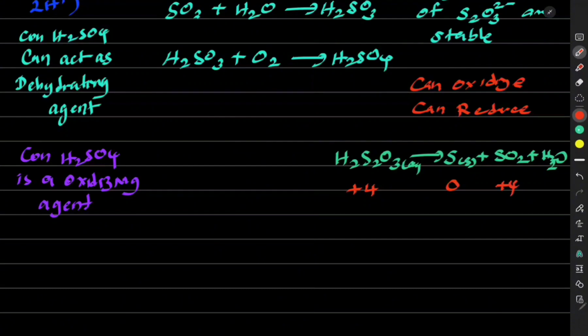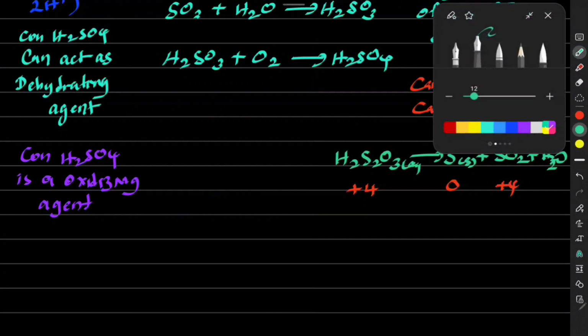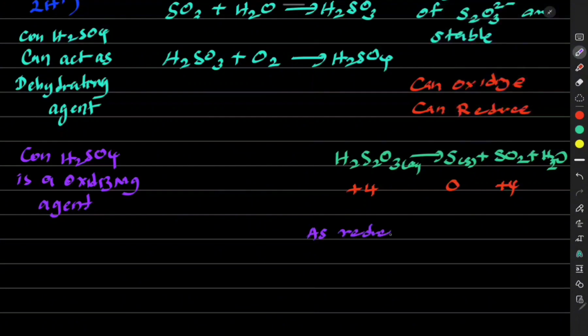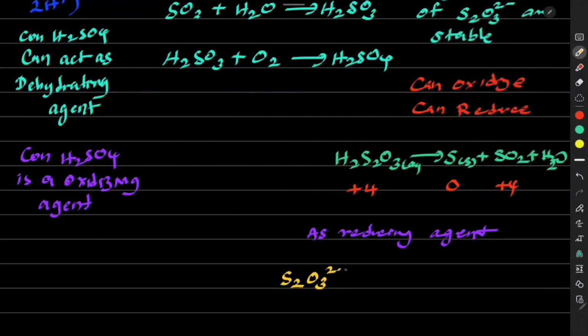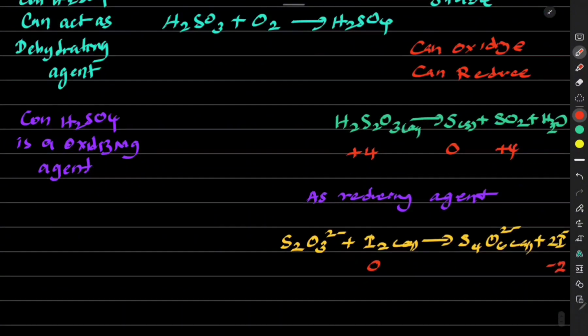Now let's look at the reaction of the thiosulfate ion as a reducing agent. This is the reaction: S2O3 2 minus plus I2 aqueous form S4O6 2 minus aqueous plus 2I minus. Here the oxidation state of iodine is 0, and here it is converted to minus 1. So thiosulfate acts as a reducing agent.